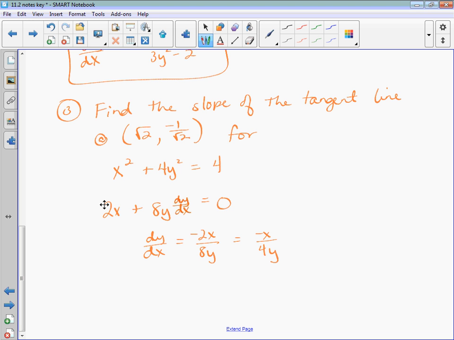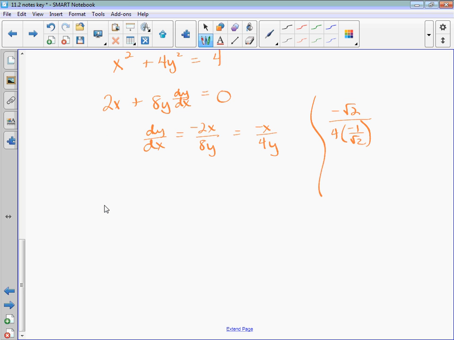that's just going to be negative 2x over 8y, which is the same as negative x over 4y. Then I've given you this point, so I should just plug those values in. So we'll go over to the side here. So negative root 2 over 4 times negative 1 over root 2. Okay? Now it's just simplifying. So it's negative root 2 divided by negative 4 over root 2. Well, when I'm dividing by a fraction, what am I really doing? Multiplying.